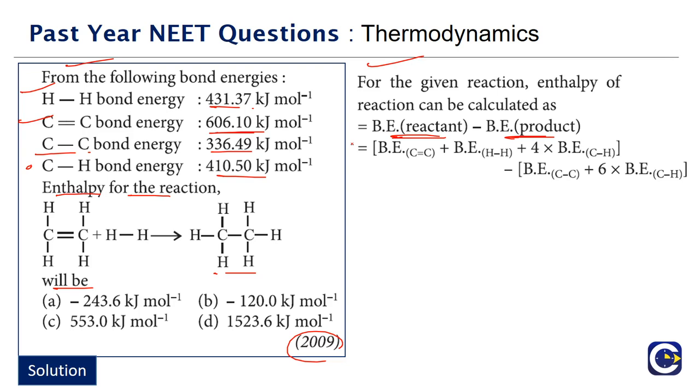So what is the reactant? On the reactant side we have ethene and hydrogen gas. Product side we have ethane. Here we have to look at the number of bonds present in the reactant side and the number of bonds present on the product side.